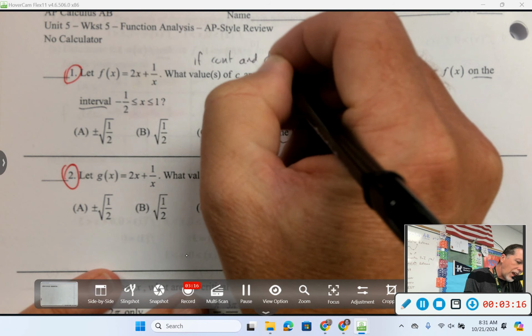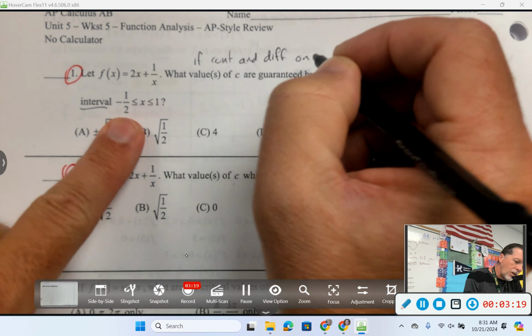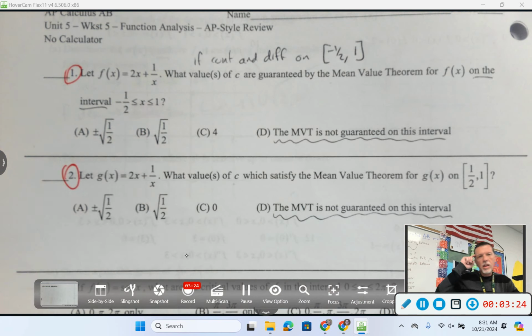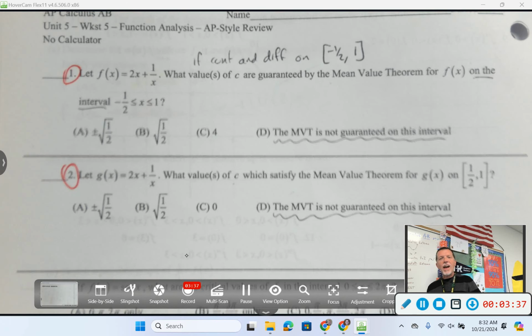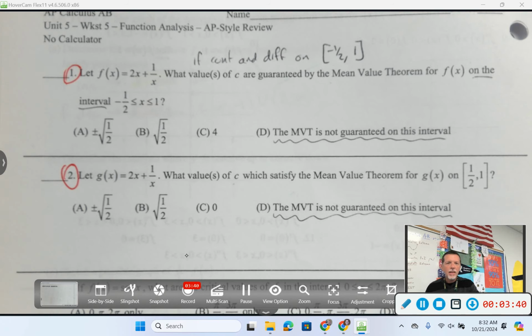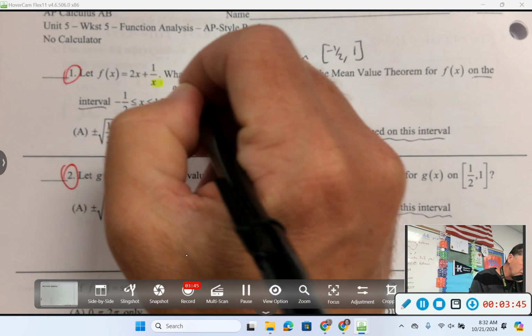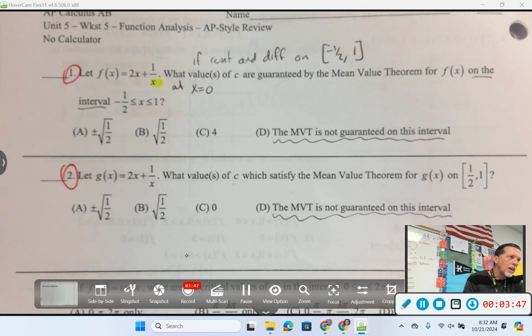Continuous and differentiable on this interval, (-1/2 to 1). All right, well, is it continuous and differentiable on that interval? Look at the function. And there's something that should be sticking out at you. Yeah, there's an x in the denominator. So what does that mean at x equals 0? It's undefined. Yeah, and we could get more specific. I think it's an asymptote, but I don't even need to get that specific.